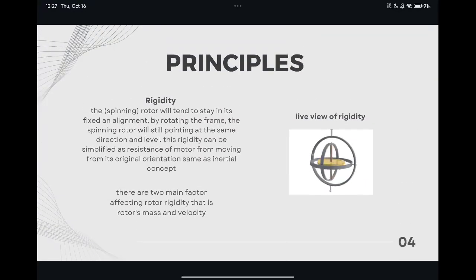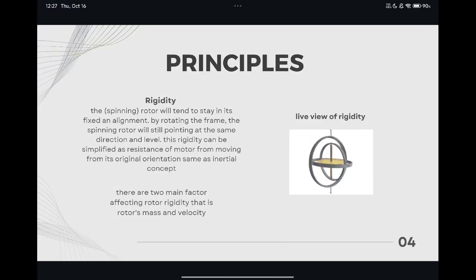There is two main principles of gyroscope that makes it special. First one is rigidity. A high-speed spinning rotor will tend to stay at its original alignment. When the frame is rotated, the rotor will still pointing at the same direction and level. Rigidity can also be known as resistance because it follows the same rules like inertia. There are two main factors that affect rigidity, that is, rotor's mass and spinning velocity.